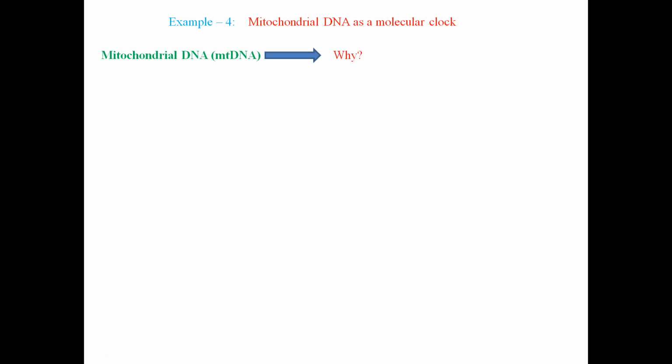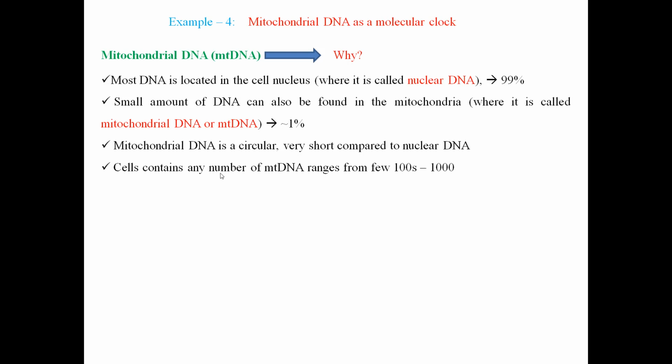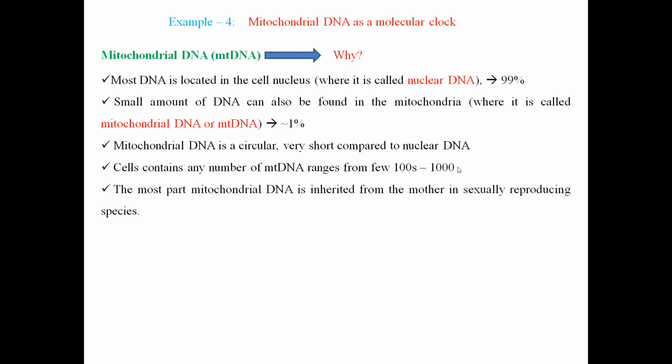Why is mitochondrial DNA very important to study? Most DNA is located in the cell nucleus, where it is called nuclear DNA, 99%. Only 1% is accounted for by mitochondrial DNA. A small amount of DNA can also be found in the mitochondria, only 1%. Mitochondrial DNA is circular and very short compared to nuclear DNA. Cells contain a number of mitochondrial DNA copies ranging from a few hundred to thousands.